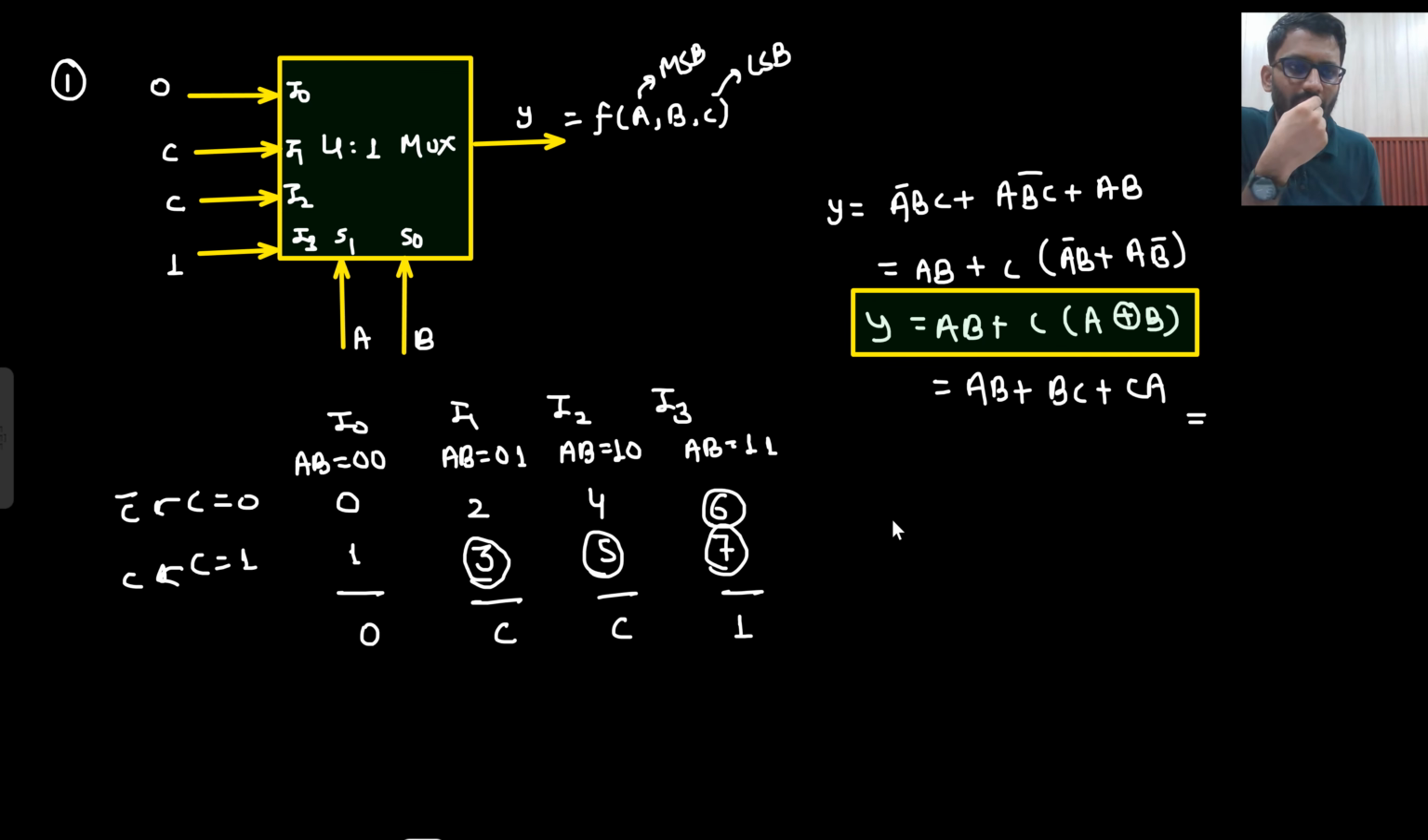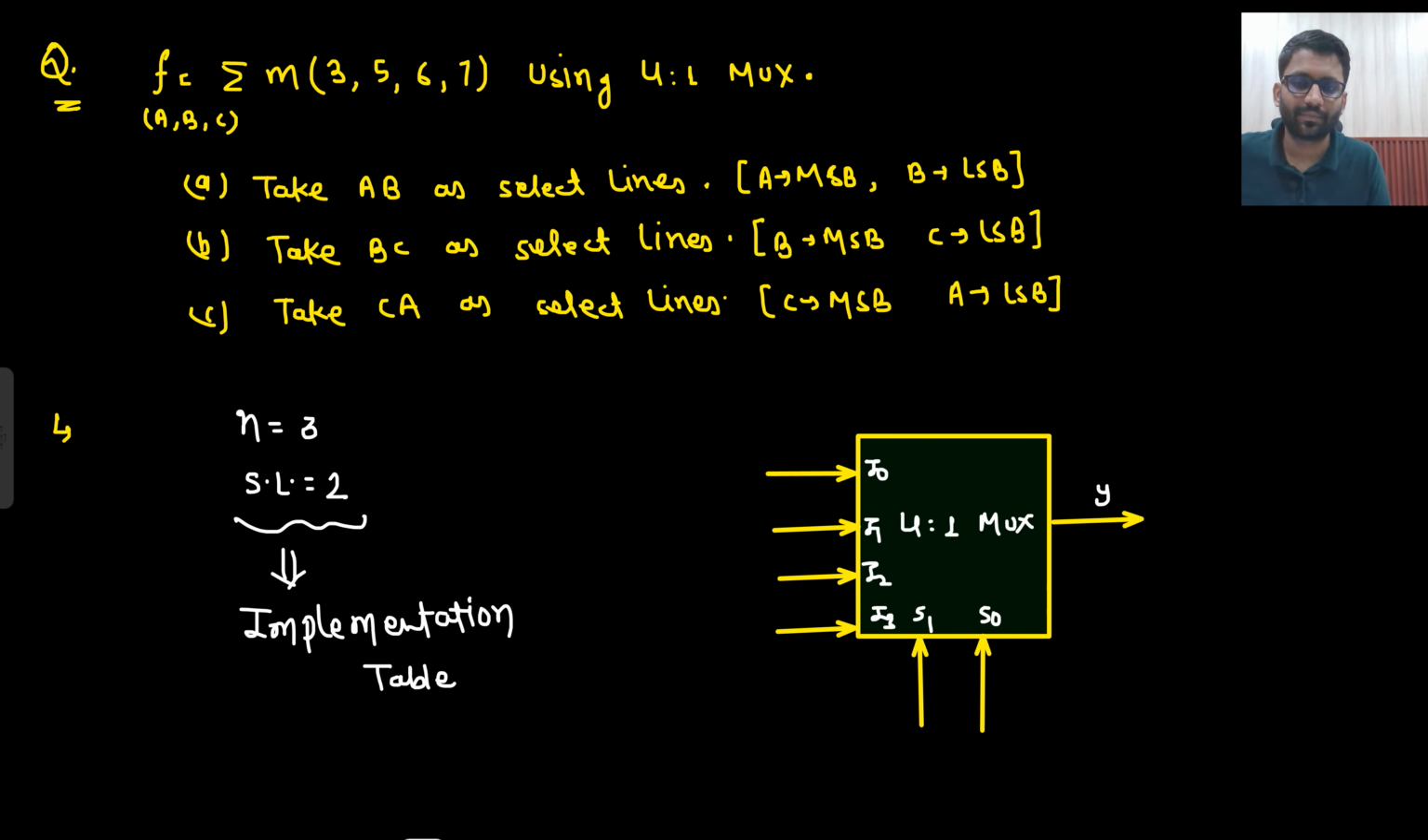Did I tell you this in the first lecture? I hope I have told it, as far as I remember. Yes, I remember I have told it. AB plus C into A XOR B can be written as AB plus BC plus CA. There are other expressions as well. It can be written as A plus B into B plus C into C plus A as well. There are a lot of expressions. Let's solve the next part of this.